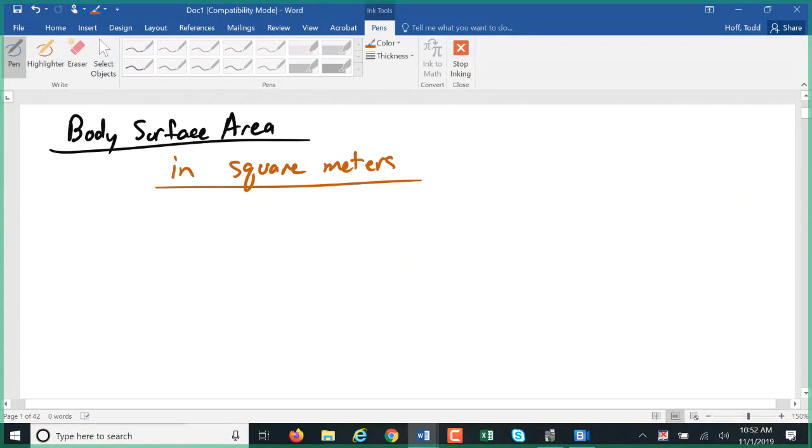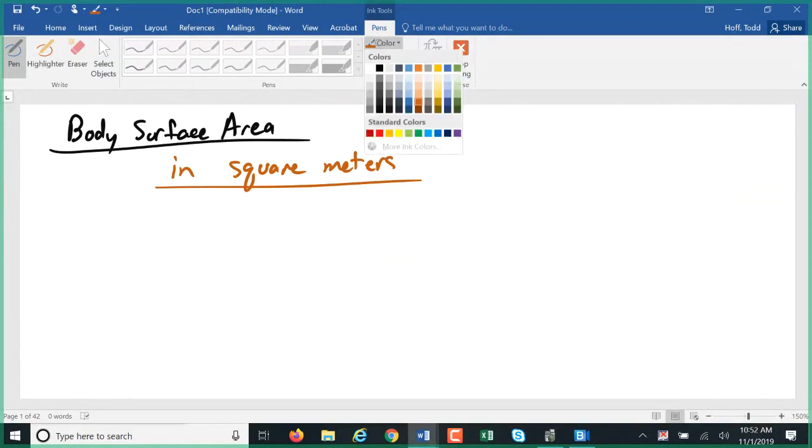Now remember, a meter is slightly bigger than a yard. A meter's just under 40 inches. So you're looking at 40 inches by 40 inches. That's a pretty big area for a single square meter. So people are going to be, 2 square meters is a rather large person for body surface area. So keep that in mind as we're doing these calculations.